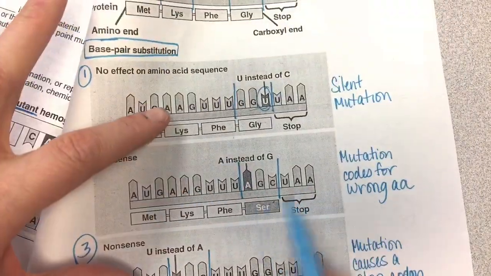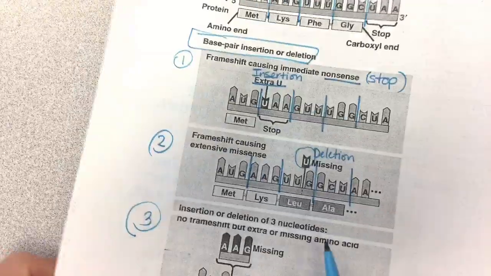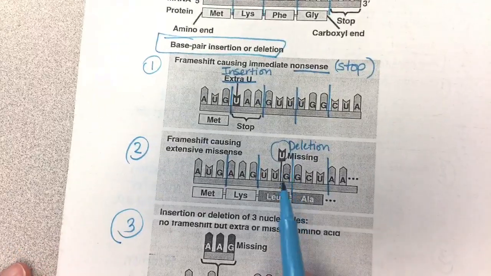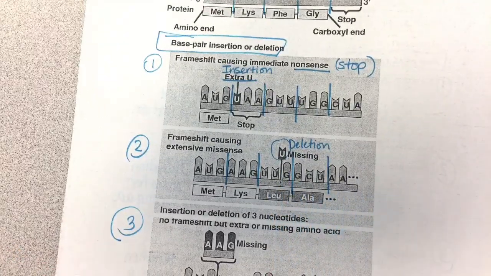What was missense over here? We're coding for the wrong amino acid. And so that's what we have here. Once that deletion occurs, every amino acid after that is changed because every codon is affected. And so you have a slew of the wrong amino acids there.